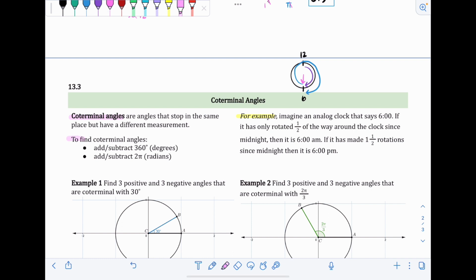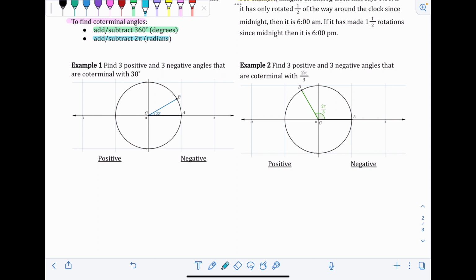Okay, so to find coterminal angles, when you're finding a coterminal angle of something in degrees, you need to add a full rotation, and there's 360 degrees in a circle. So you're going to add or subtract 360 degrees when it's in degrees. And when it's in radians, you're still adding 1 full rotation. But for radians, 1 full rotation is 2 pi. So you'd add or subtract 2 pi.